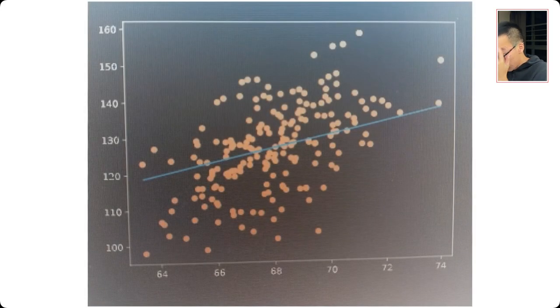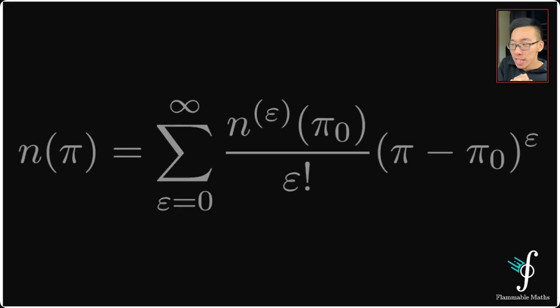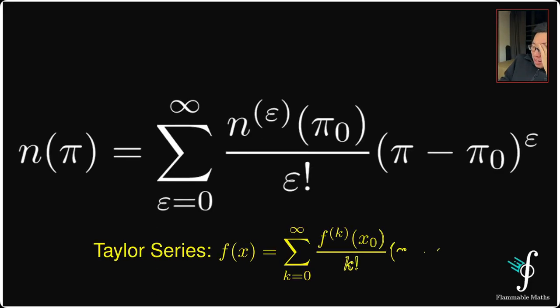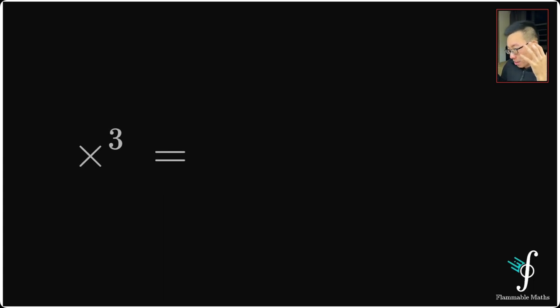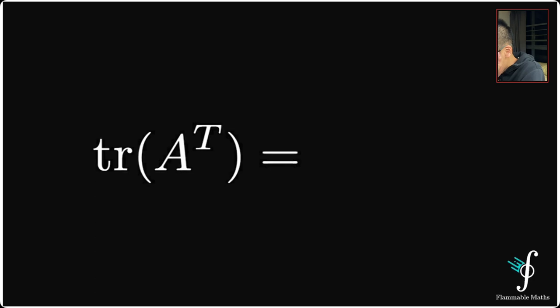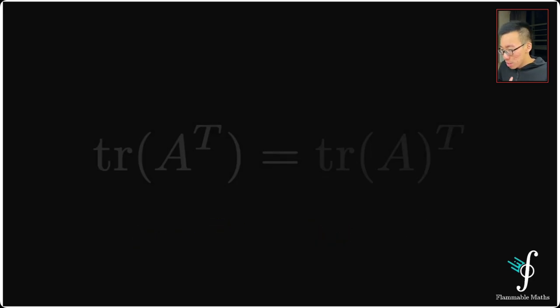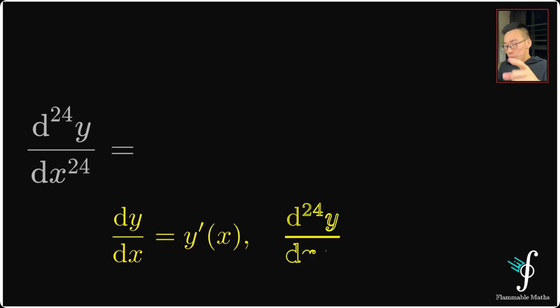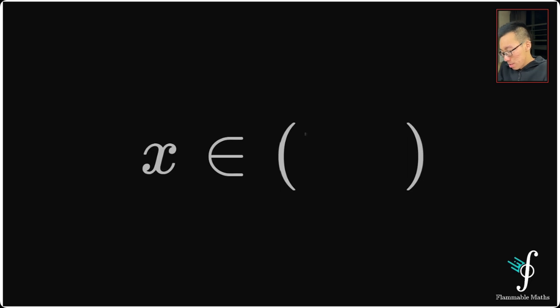This is a horrible correlation. Put the x on the horizontal, please! This is Taylor expansion with so many things wrong in that expression. Times, times, times, times, times. The trace of the transpose of A is the transpose of the trace of A. It's technically true if you regard them as matrices and whatnot. 24 primes, wow, that's horrible.